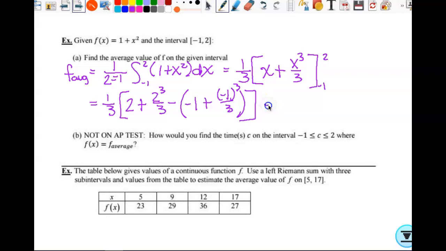So let's just go ahead and continue. This will give me 1/3 times, so that'll be 2 plus 8/3, right? Then plus 1, and then this is a -1, and then that would make it positive, so that'll be plus 1/3, right? So 1/3 plus 8/3 is 9/3, okay? So that's 3 plus 3 is 6. 6 over 3, which is 2.